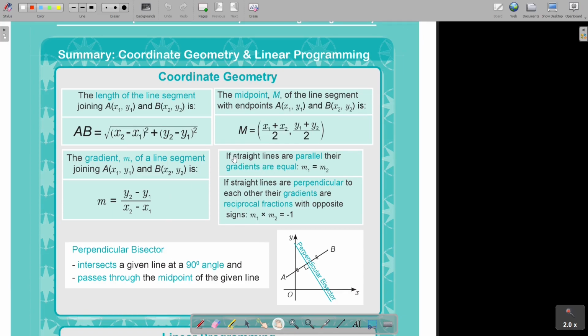But in the summary, if straight lines are parallel, their gradients are equal. So m1 is equal to m2. The value in front of the x, y equals mx, that m. If straight lines are perpendicular to each other, the gradients are reciprocal fractions with opposite signs. That means if the one is 2 over 3, the other one will be negative 3 over 2, because if you multiply them, you will get negative 1. And that is very important that you know.